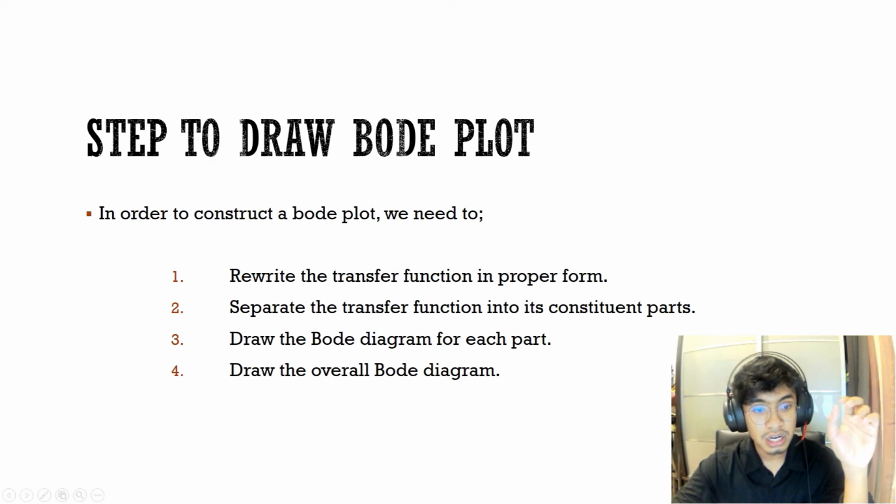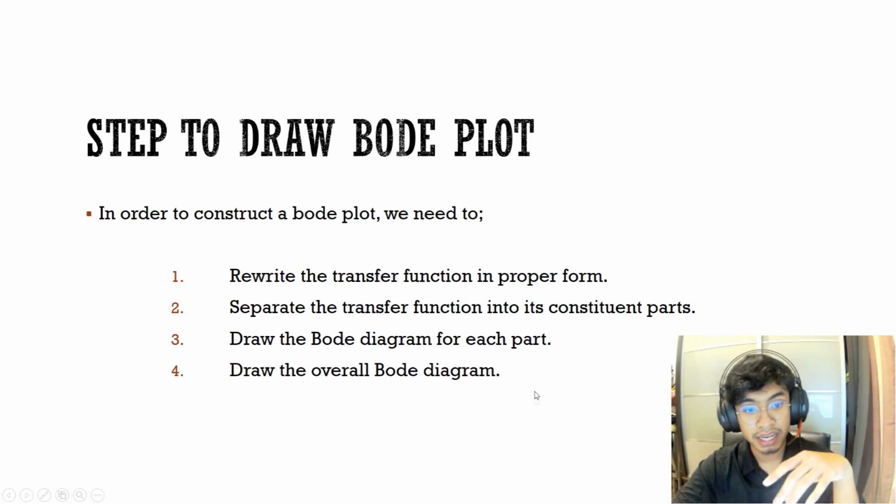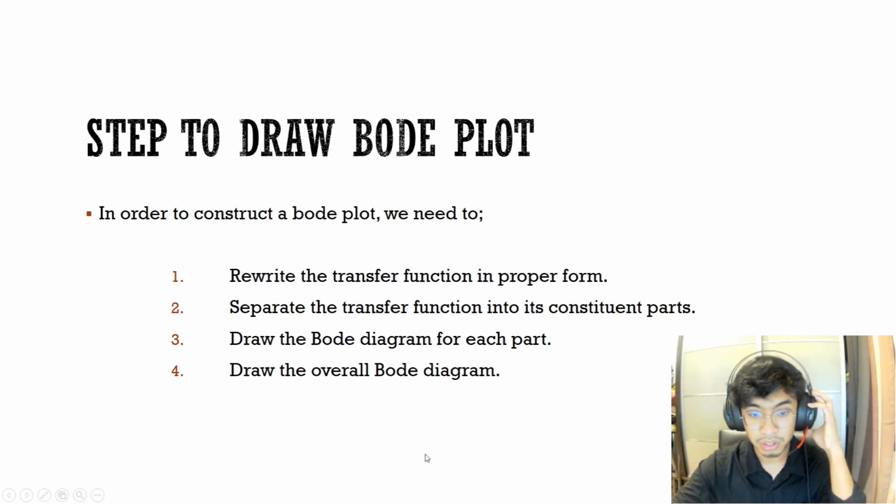Next, draw the Bode diagram for each part. First we need to draw for each part, and then we can proceed to step 4, which is to draw the overall Bode diagram. The overall Bode diagram will be a continuous line starting from 0 until infinity.